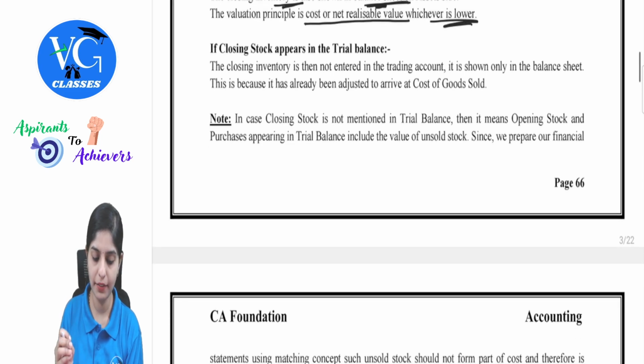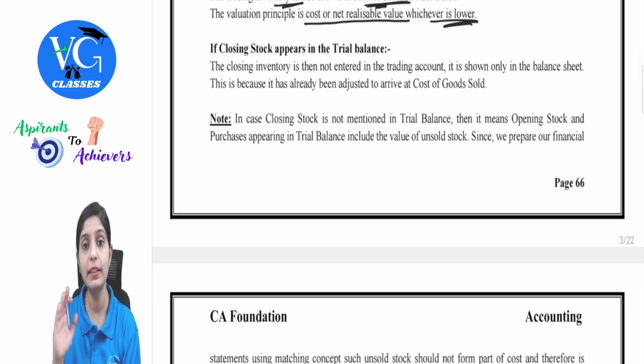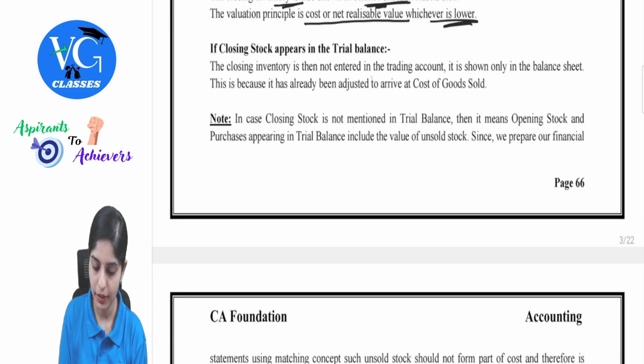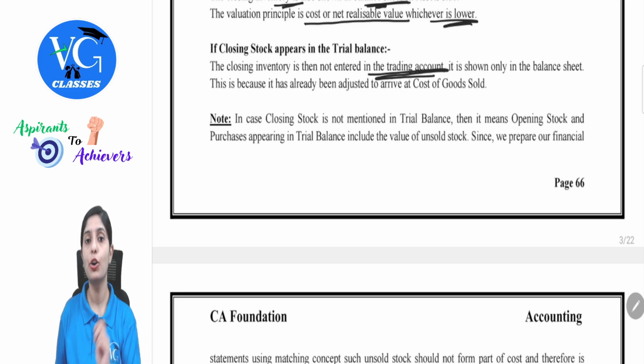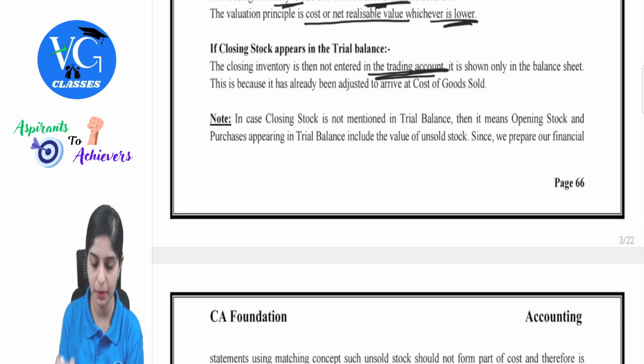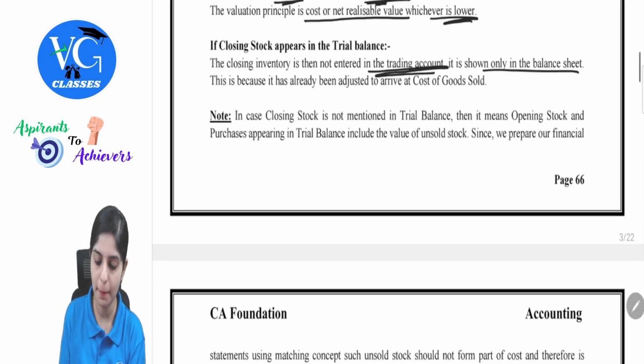See, the closing inventories is then not entered in the trading account. This is very important for you to consider. Till now, what did we understand? Closing stock appears in two places. One in my trading account, one more in the balance sheet asset side. If the closing stock appears in trial balance, it will not come under trading account. What is the reason? See, first of all, let's understand this treatment. It is shown only in the balance sheet.